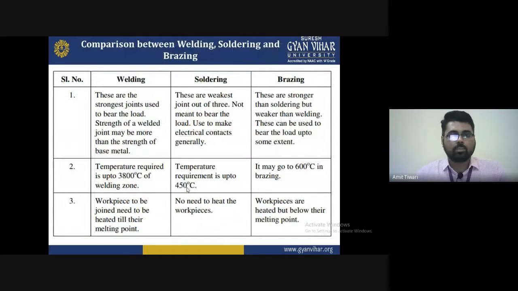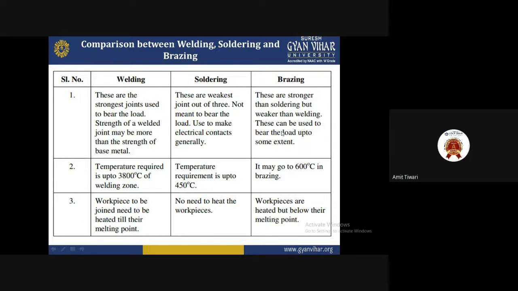Now there is a comparison between welding, soldering, and brazing, or the difference between the three. In welding, there is a stronger joint used to bear the load. The strength of a weld joint may be more than the strength of the base metal. Compared to that, soldering gives the weakest joint of the three, not meant to bear load, and is generally used to make electric contacts. Brazing is stronger than soldering but weaker than welding, and can be used to bear load up to some extent.